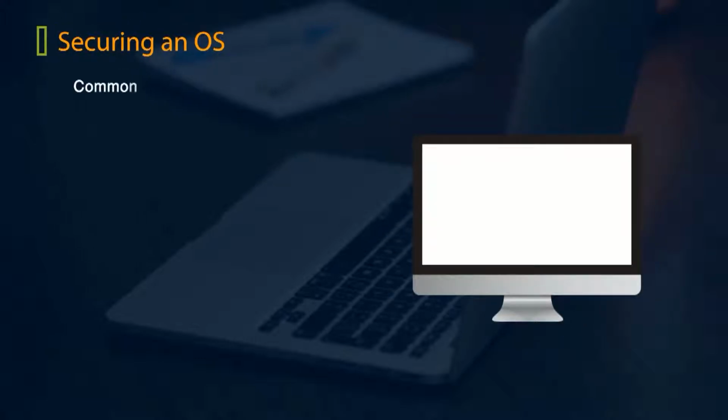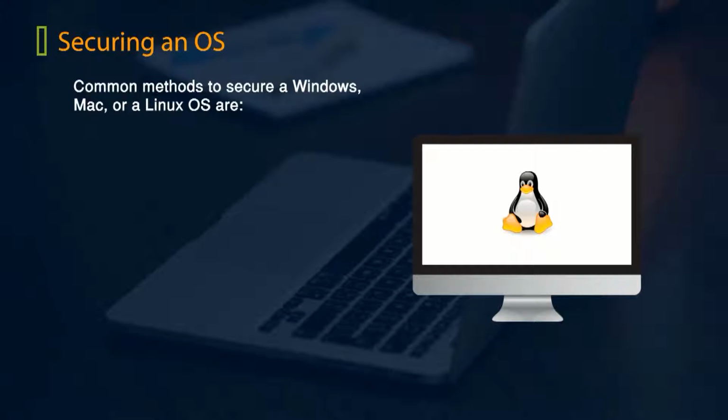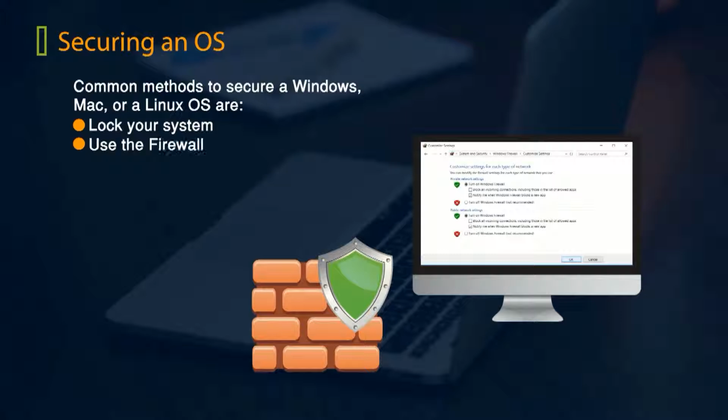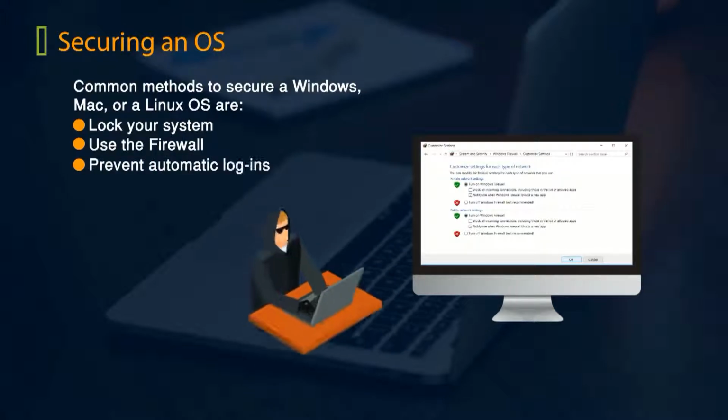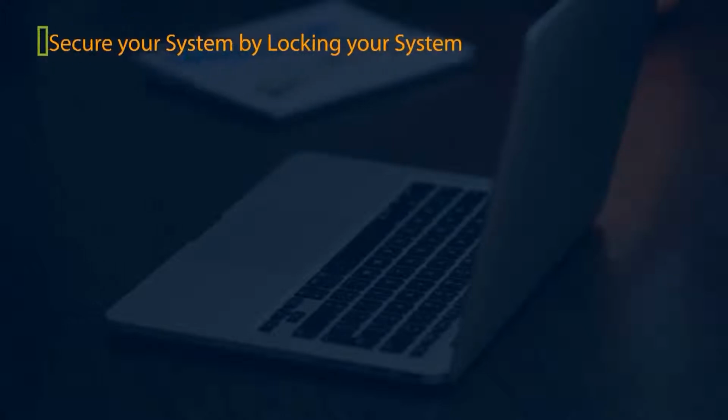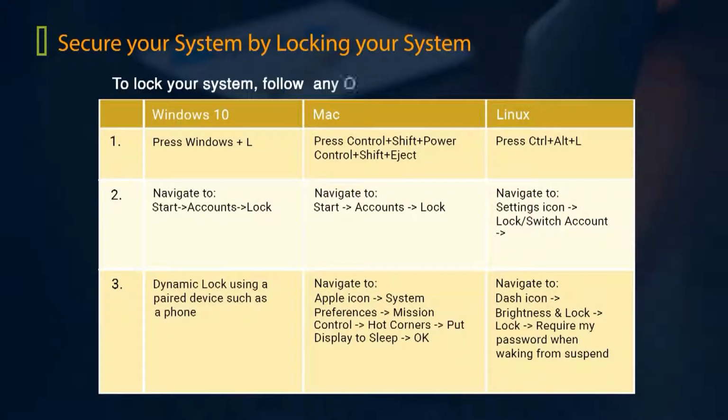Typically, there are common methods to secure an OS, be it Windows 10, Mac OS X, or Linux. These common methods, such as locking your system when you step away from your system, is a common approach to ensure unintentional access to sensitive data. By ensuring the firewall is turned on, you can ward off many cyber attacks from happening. Now, you will see other methods of securing your OS. To lock your system, follow any one of the below methods for your OS.